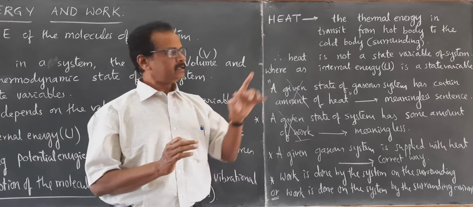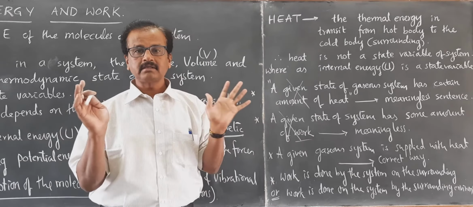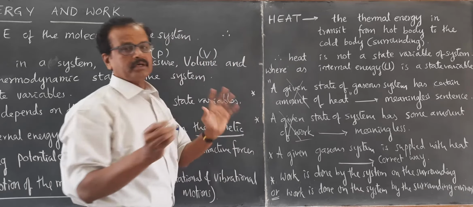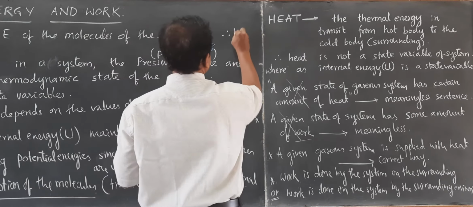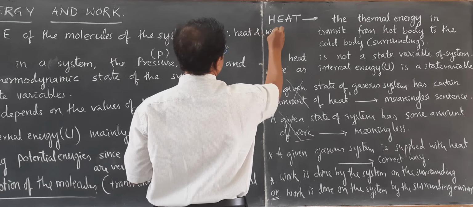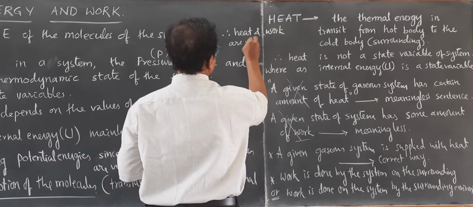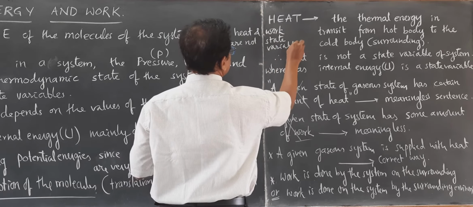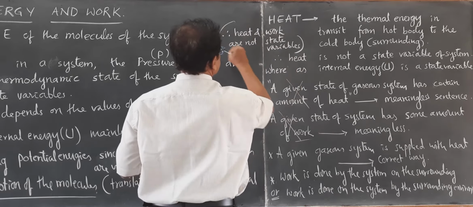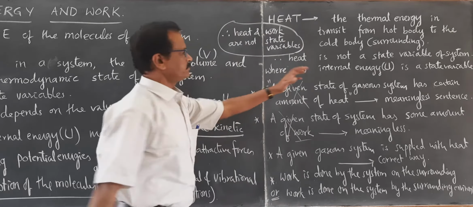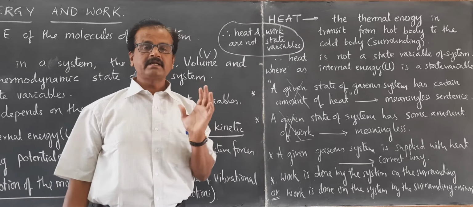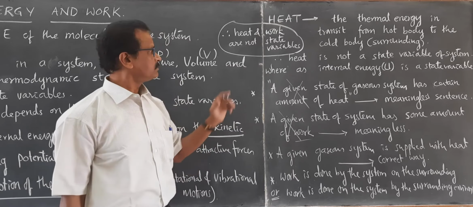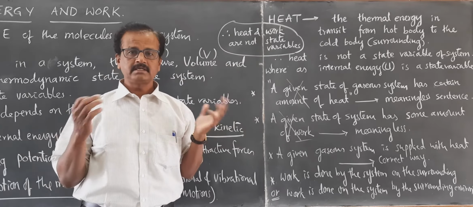So we conclude that heat and work are not thermodynamic variables. Therefore, heat and work are not state variables. This is important. So the only state variable in this case is internal energy. Internal energy is a state variable which can describe the thermodynamic system. Whereas heat and work are not state variables.